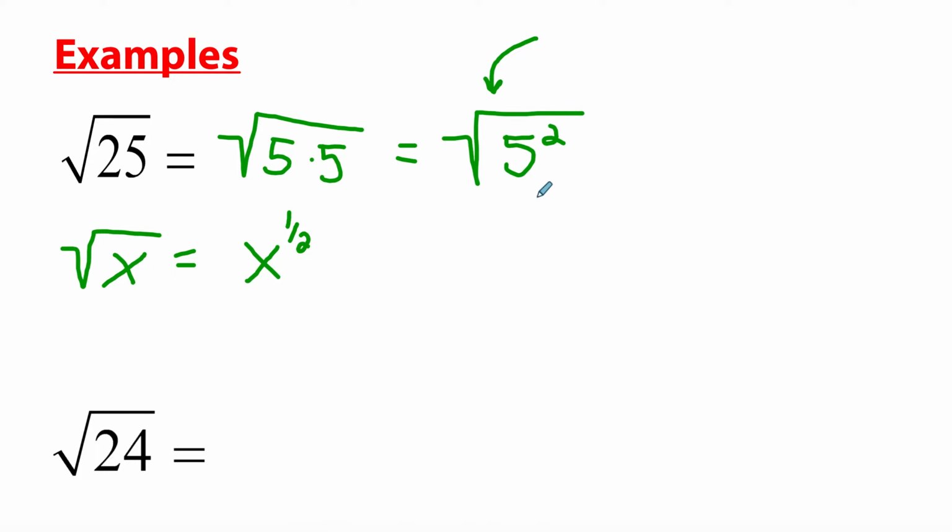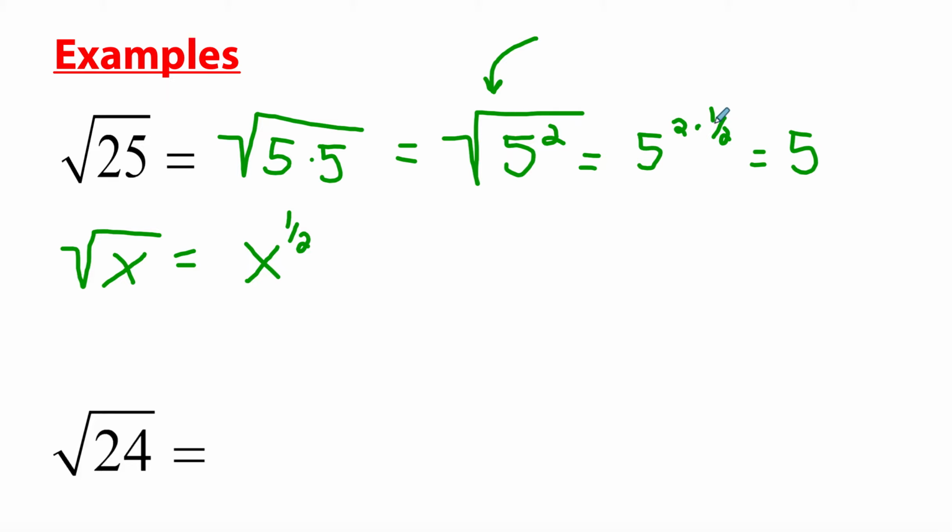So if you look at this, the square root of 5 squared is the same as me writing 5 squared to the 1/2 power. And what is 2 times 1/2? Well, 2 times 1/2 is 2 over 2, and 2 over 2 is 1. So this just equals 5 to the first power, which of course is just 5.